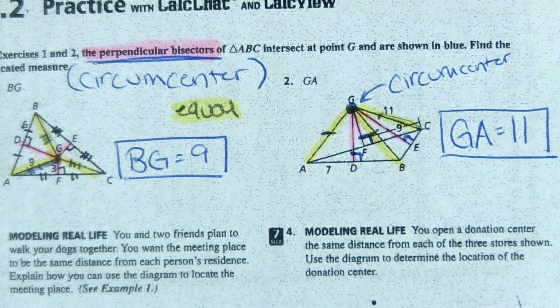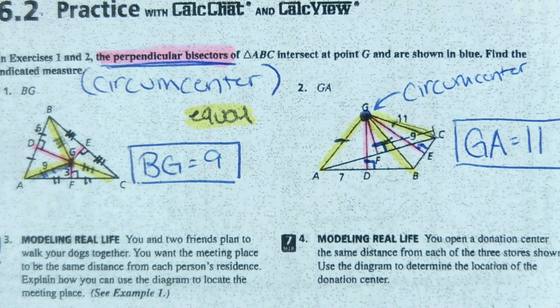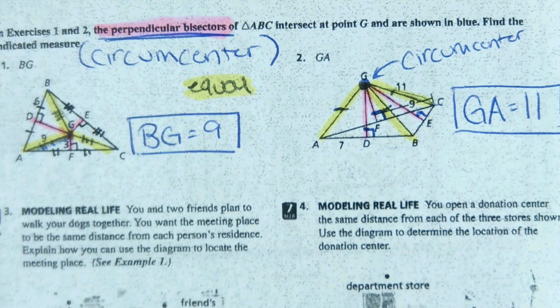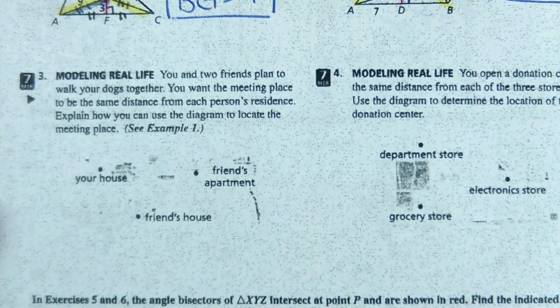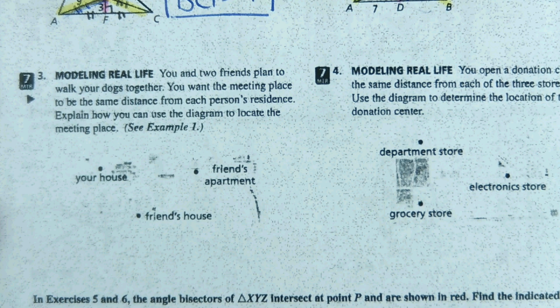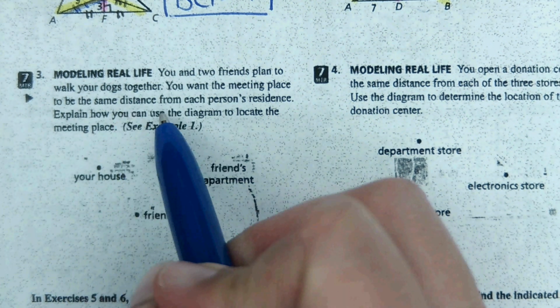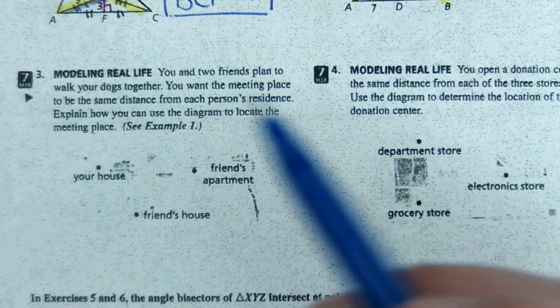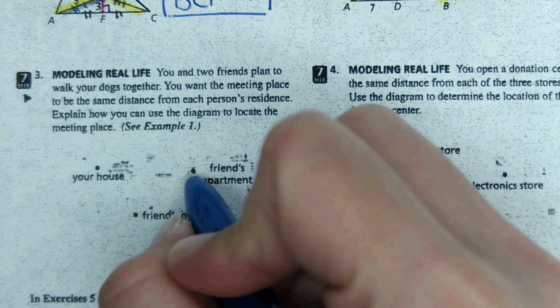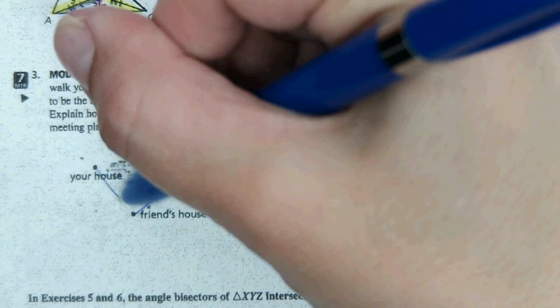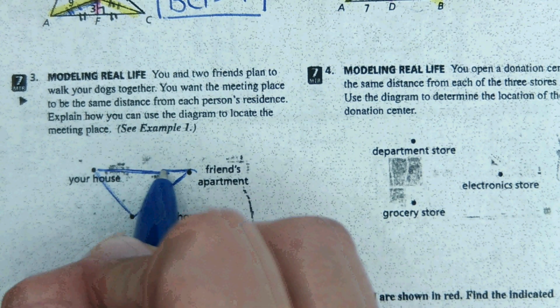Okay. So the next ones, it says modeling in real life. You and two friends plan to walk your dog together. You want the meeting place to be the same distance from each person's residence. Explain how you can use a diagram to locate the meeting place. Okay, so we've got 3 points. We want the meeting place to be the same walking distance between these 3 places, so we'll draw a triangle.